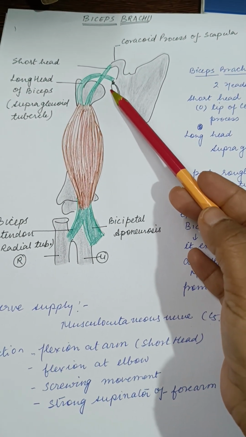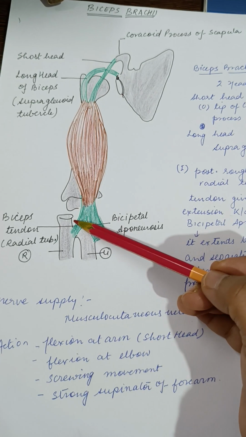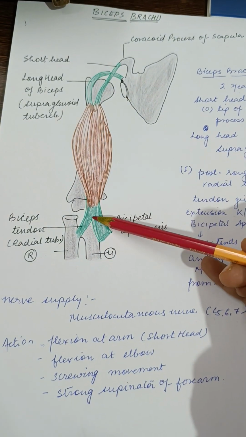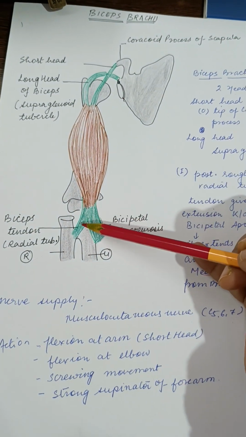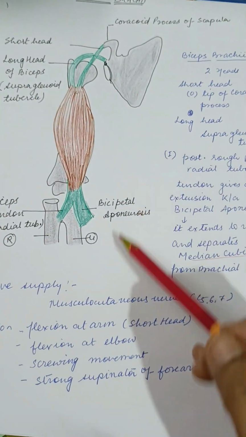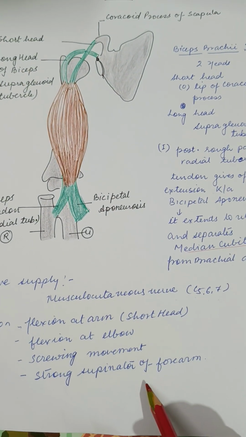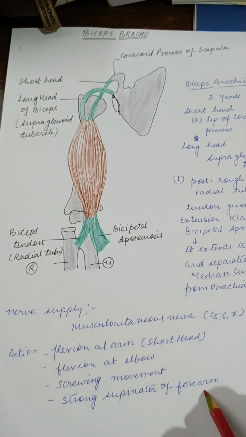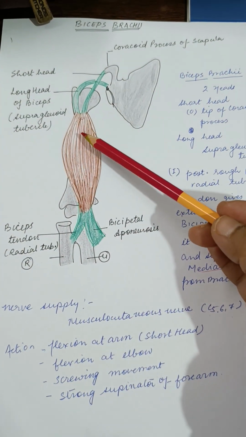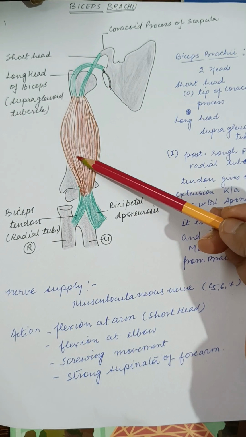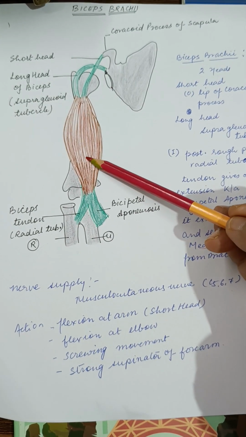It is crossing the shoulder joint, and it is also crossing the elbow joint. So this performs flexion at these two joints. It also flexes the elbow as well as the shoulder joint. It also performs the screwing movement, and it is a strong supinator of the forearm. So this is about the biceps brachii, which is one of the important muscles of the anterior compartment of the arm.